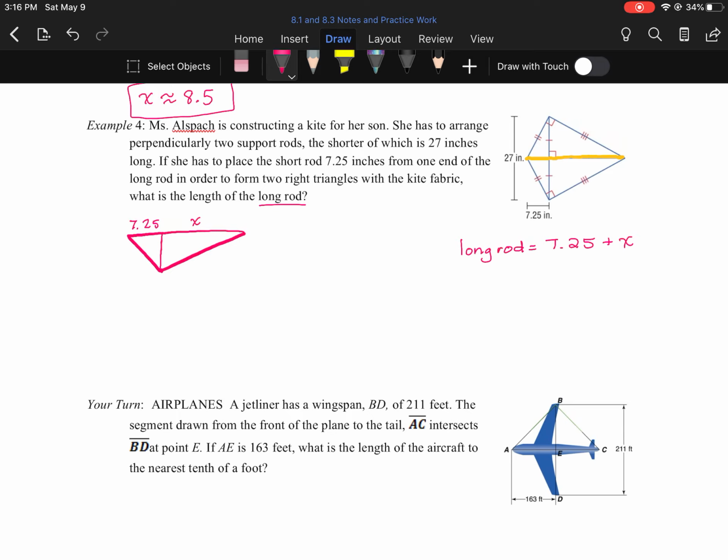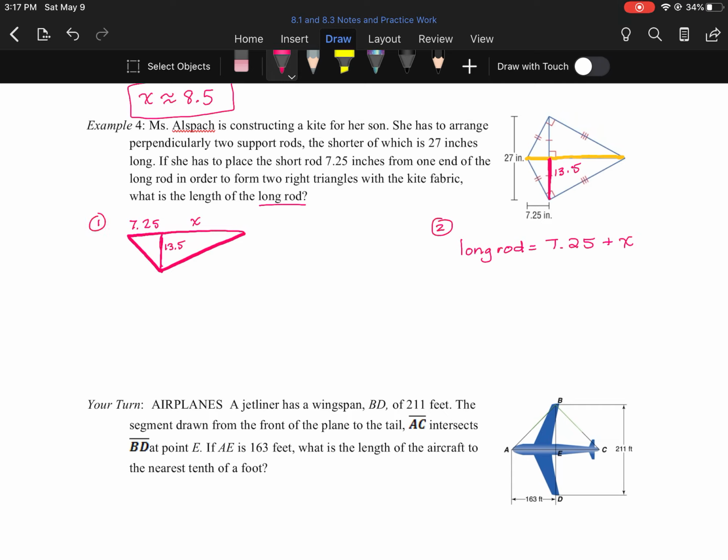So if we knew this length here, we'd be in good shape. So if I look over here, well, I don't know what that piece of it is, but I do know the whole length of that short rod is 27 inches. So we know facts about kites, so we know that's actually split in half. So half of 27 is 13.5. So I can call this right here 13.5, and then look, we can set up the geometric mean to solve for X, substitute X over there, and we'll be good to go.